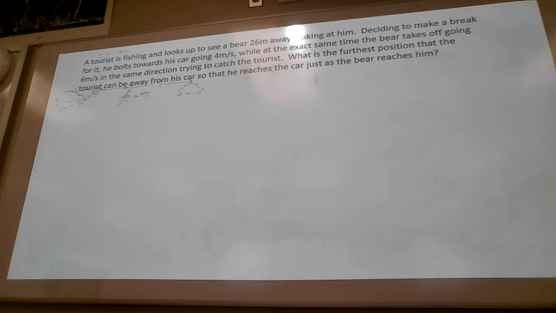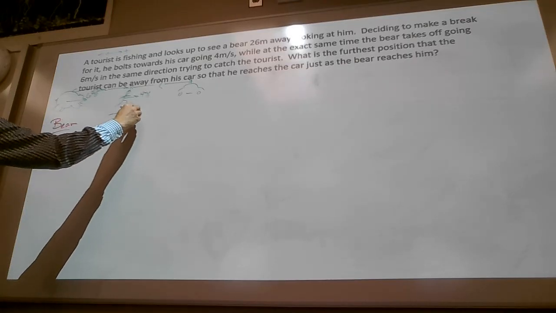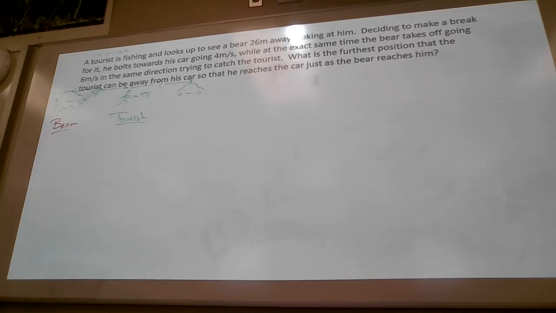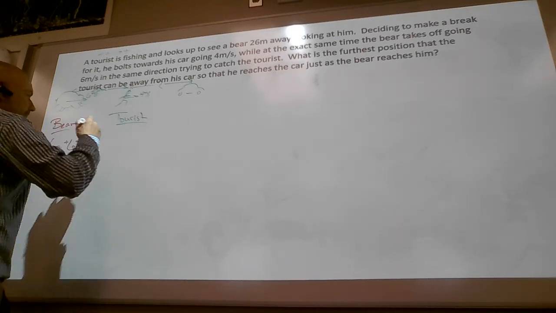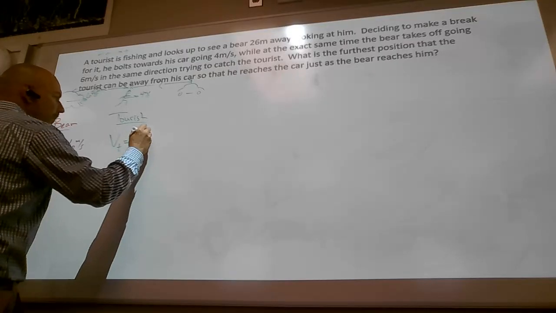All right. So big picture, here's what we're going for, the tried and true. If you have multiple objects, you need a set of variables and an equation for each object. Okay, so we're gonna have the bear, and we're gonna have the tourist. Okay, the bear has a velocity of 6 meters per second. Is everybody okay with the little subscript for B for bear? Velocity sub B for bear. And the velocity of the tourist is 4 meters per second.